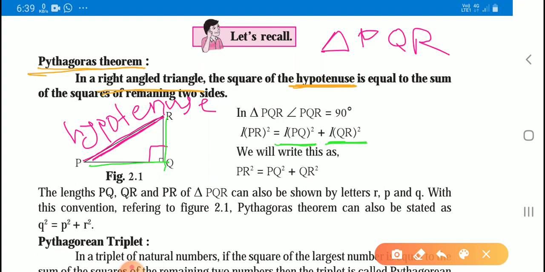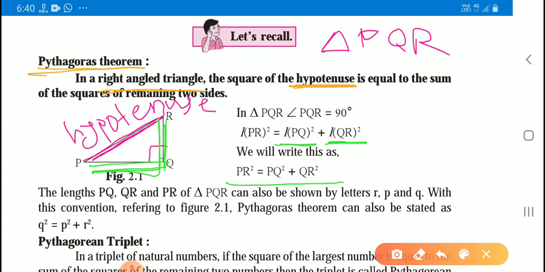Suppose they give the length of the hypotenuse and any one side, you can find the length of the other side. Or if they give the lengths of the two sides which make the right angle, you can find the hypotenuse. We will write this as PR square is equal to PQ square plus QR square.